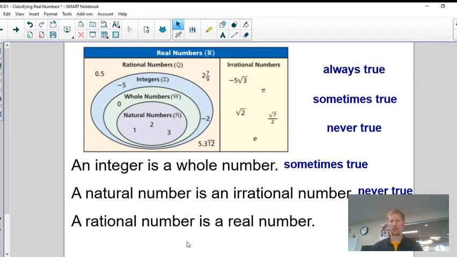Last statement, a rational number is a real number. Let's see, rational numbers are all the types of numbers inside this box, all the numbers inside the ovals, all those decimals and fractions. And are those numbers real numbers? Yes, absolutely. A rational number is always a real number.